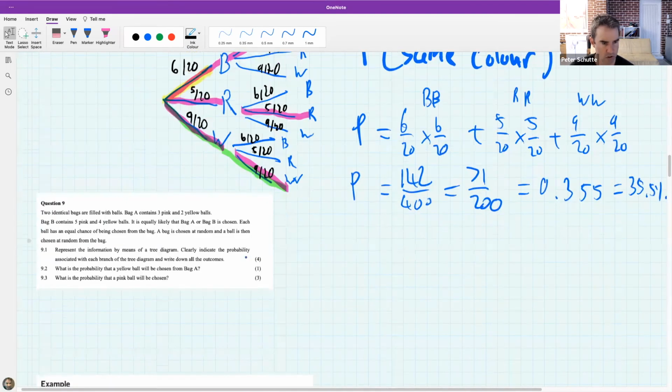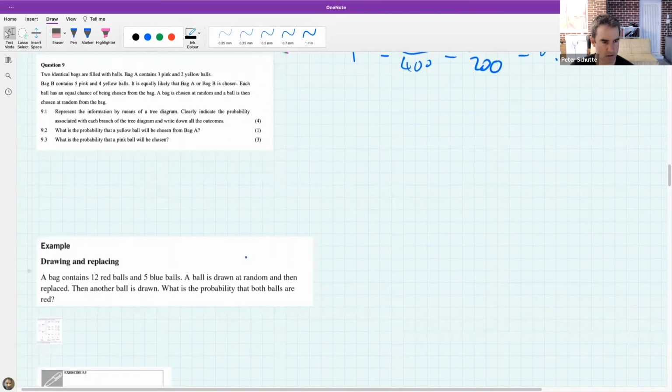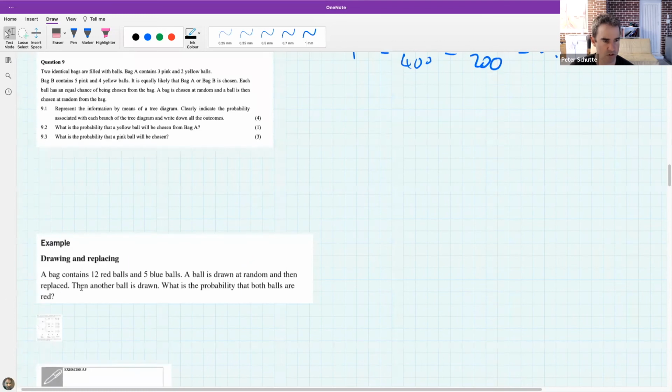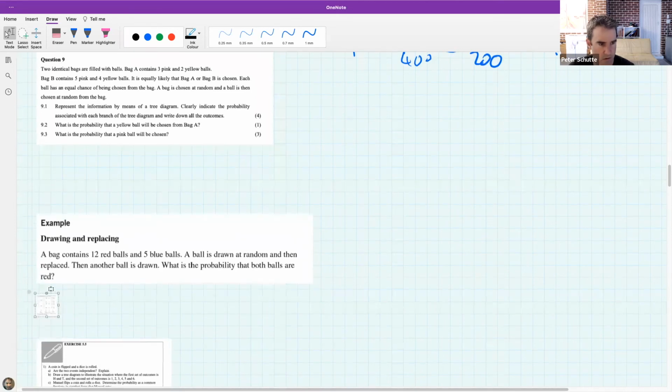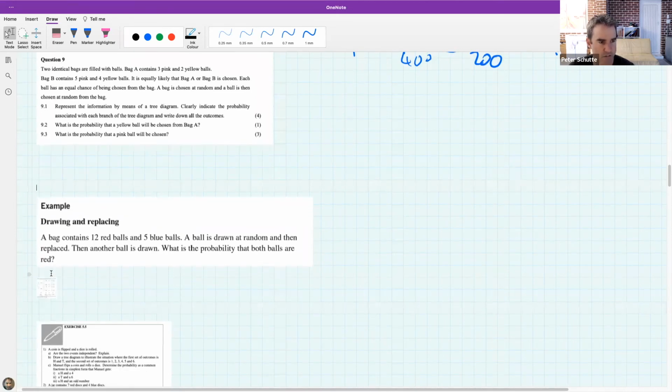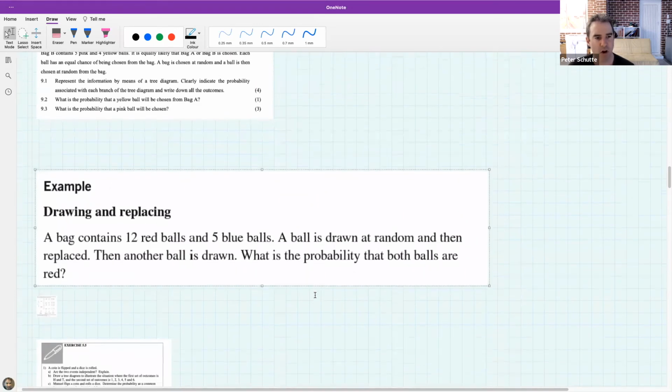Let's do one more question for today. Or at least let's just try this one. Here is the full question, and you're going to fly completely solo by yourself now. A bag contains 12 red balls and 5 blue balls. A ball is drawn at random and then replaced, and another ball is drawn. What's the probability that both balls are red? Off you go. Get me an answer for that.